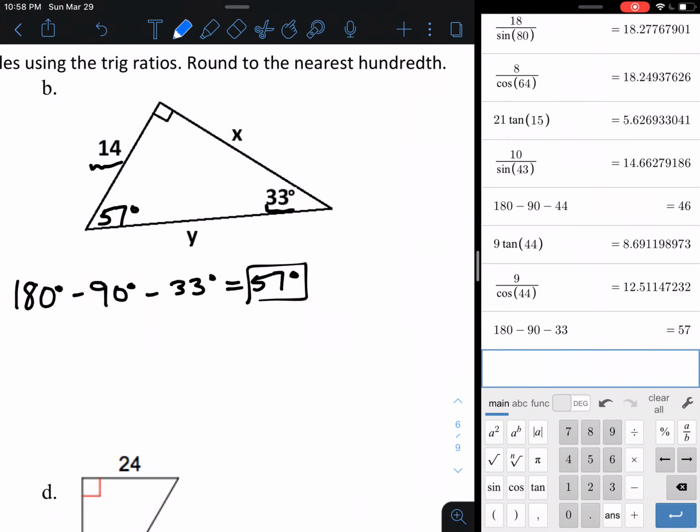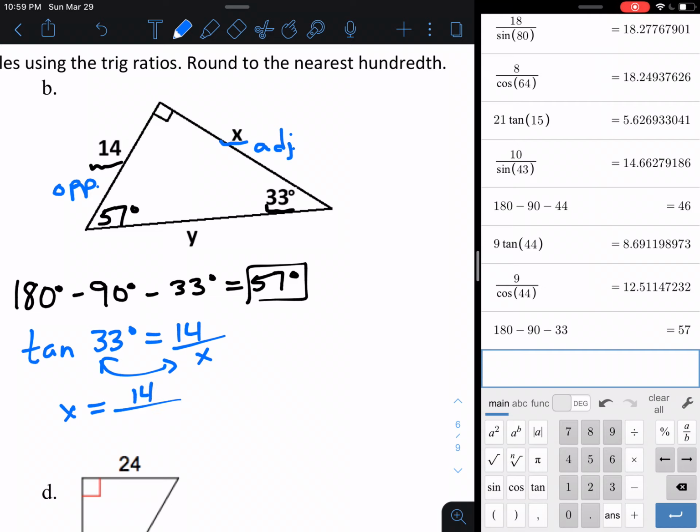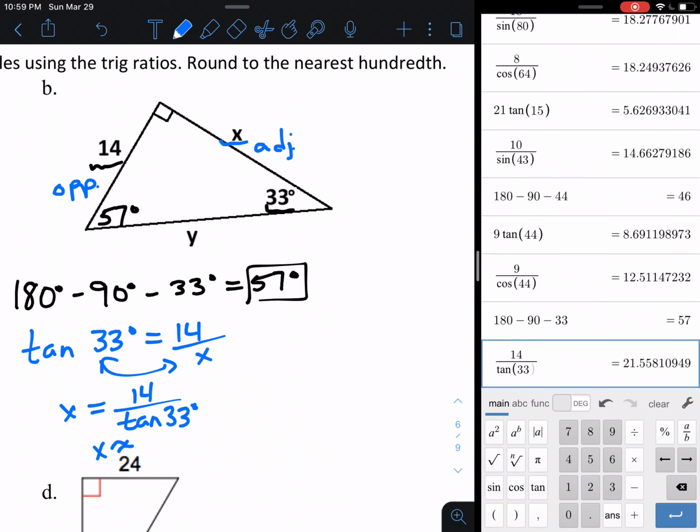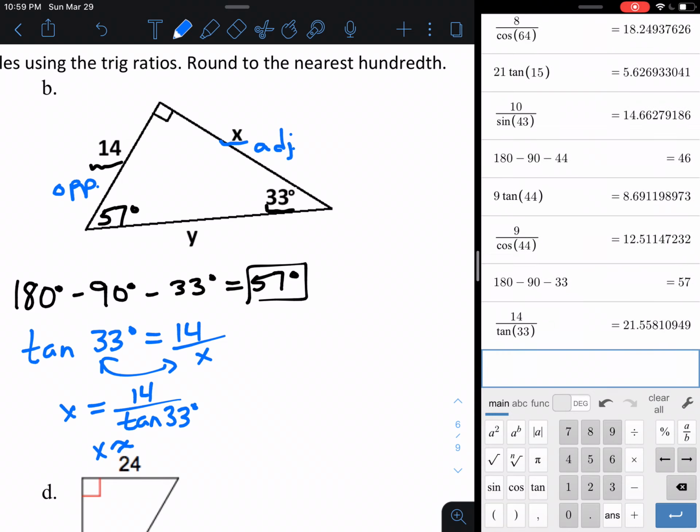Let's just solve for x first, like we did last time. So for 33 degrees, 14 would be your opposite side. X would be your adjacent side. So opposite and adjacent, you should be thinking tangent. So tangent of 33 degrees equals your opposite side of 14 divided by your adjacent side, which is x. Anytime that variable is in the denominator, switch it with the other side of the equation. So x is equal to 14 divided by tangent of 33. And then we'll get our decimal approximation here. 14 over tangent 33, 21.56.